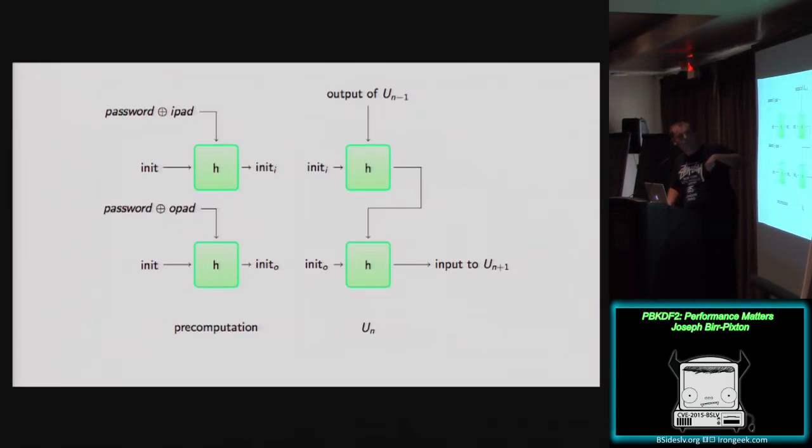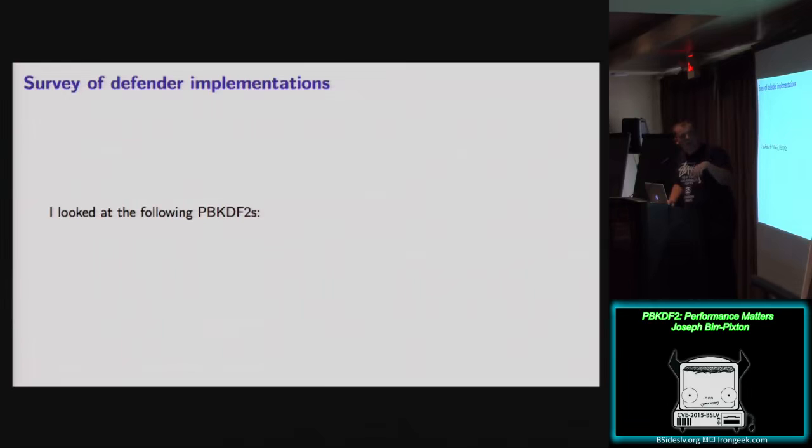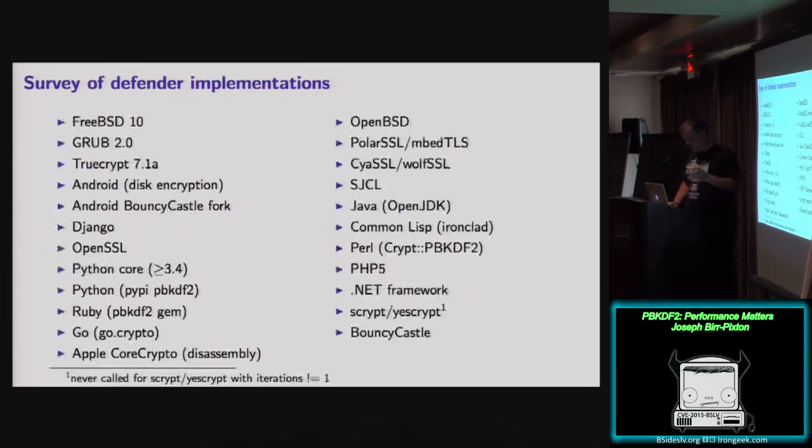So to be very clear, this is not a new result. This is known about by lots of people. It's especially known about by people with boatloads of GPUs. But I think it's slightly less known about by people who write defender PBKDF2 implementations, which is the people I'm talking about mainly here. So you end up with 2 plus 2 times I for I iterations. This begs the question of how defender implementations are faring. So I looked at some.